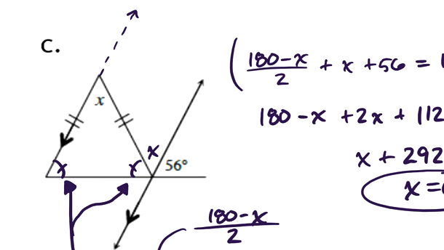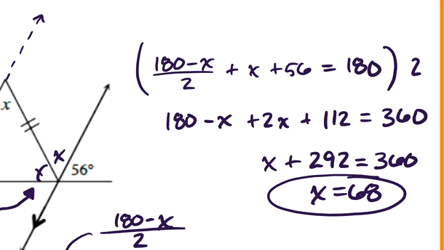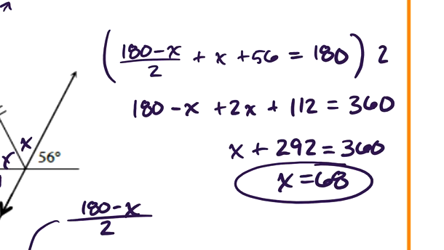To solve this equation, I used fraction busters, and you can see I multiplied both sides by 2 in order to eliminate this denominator. And as I multiplied everything by 2, you can see this no longer has the divided by 2, but this had to become 2 times x, this is 2 times the 56, and this is 2 times the 180. So everything doubled. And then I collected like terms and subtracted the 292 from both sides and got that x had to be 68 degrees.